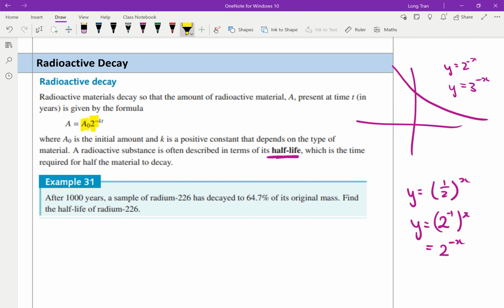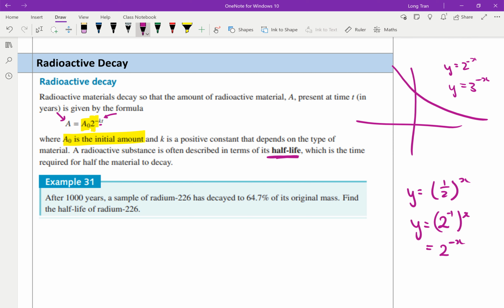So A0 is obviously how much you start off with, the amount you start off with. And you half it over time. Now there is a K value, which is a dilation factor that we don't know. So that changes the rate over time. And then obviously A is the final value, and T is the time that it takes, usually in years.